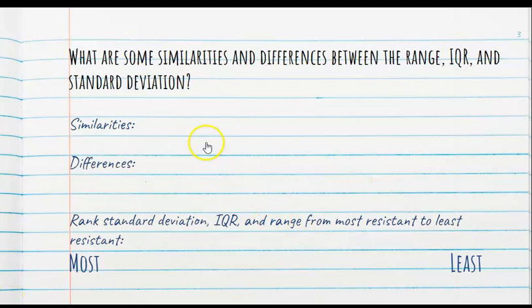So let's look at some differences and similarities between range, IQR, and standard deviation. These are all different measures for spread. When you're doing SOX, the second S is for spread. You could use any of these values, but you need to make sure you use the accurate ones. So let's talk about what the differences are. Well, the similarities is that they all measure variability, or you could say they all measure spread, same thing.